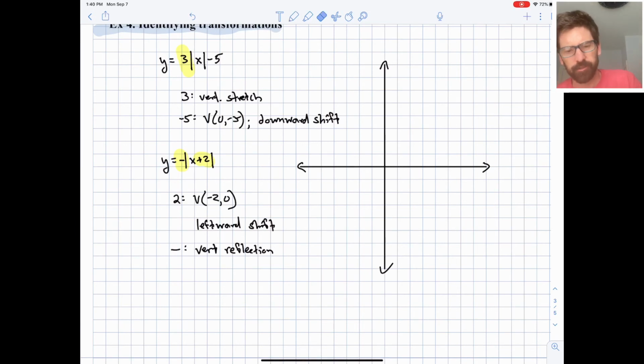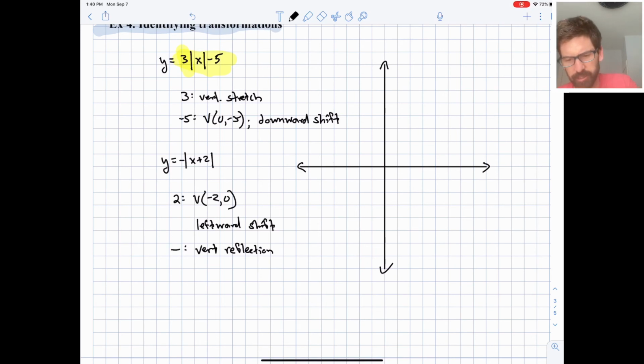Let me actually, I changed my mind. I do want to graph one of these guys. I think we have some time to do so. So let's graph this first one. So we have a downward shift and then a vertical stretch. So if you can kind of think about this process in your mind about how this is working, it can go a lot more quickly and you won't need to plot points.